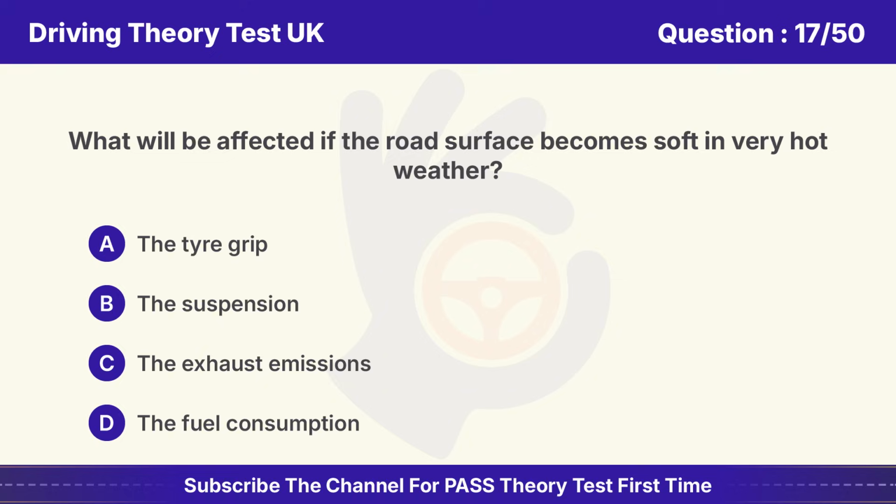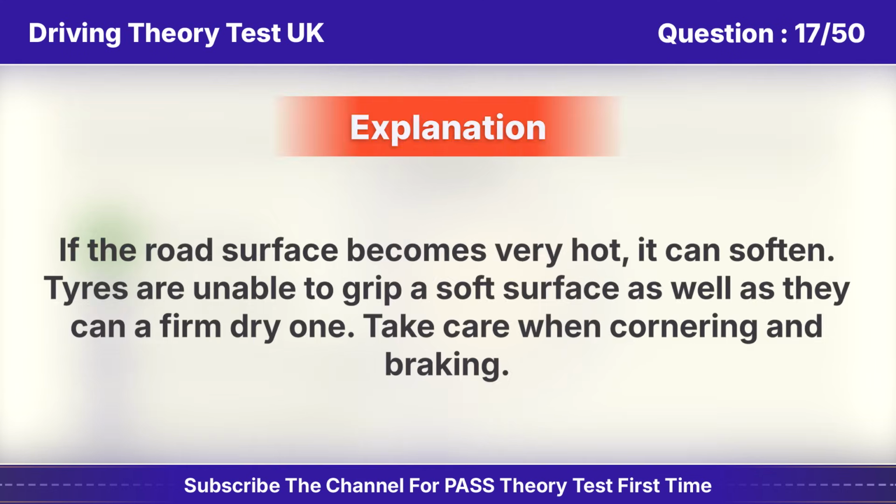Question 17. What will be affected if the road surface becomes soft in very hot weather? Answer is A. The tire grip. If the road surface becomes very hot, it can soften. Tires are unable to grip a soft surface as well as they can a firm dry one. Take care when cornering and braking.